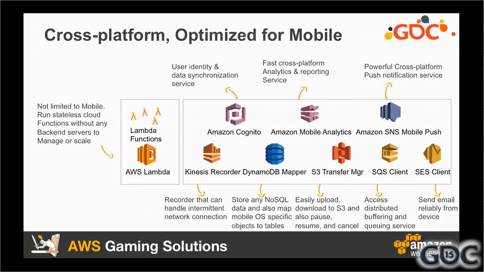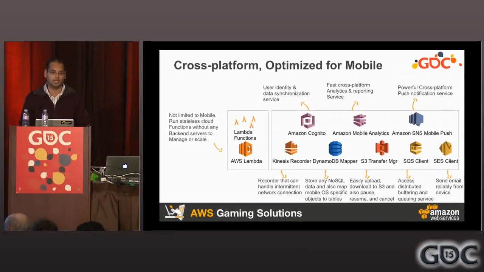And then we have a Kinesis recorder that allows you to send data to Kinesis streams. We have a DynamoDB mapper, which allows you to access DynamoDB tables very easily. And then we have an S3 transfer manager, an SQS client, and SES client. And so we have all these connectors within our AWS mobile SDK. And I'm going to be talking about these bits and pieces in a little bit.